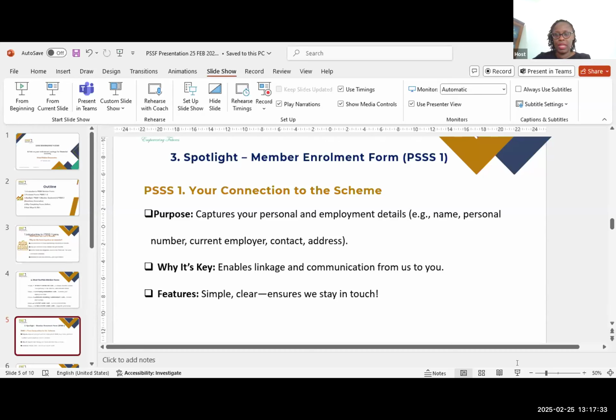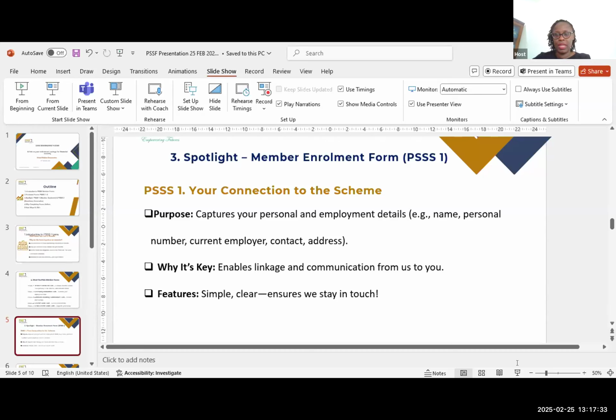Why is this form key? I have spoken about this, and it is because it links the scheme to the member. We would like to communicate with you. We would like you to know that the scheme is there and the scheme is being governed well. How do we do this? We need your contacts. We need to be able to speak to you directly.